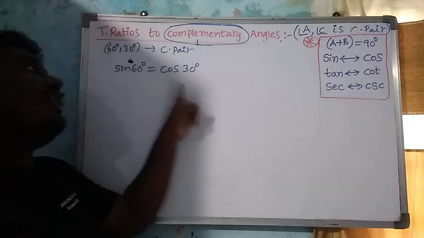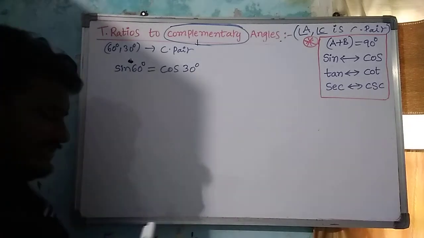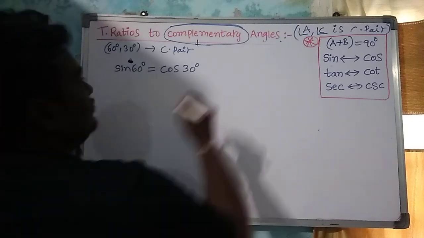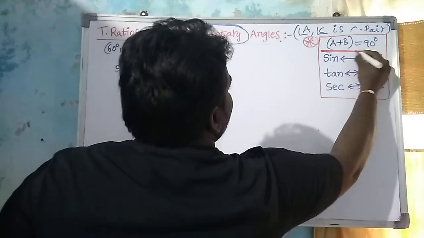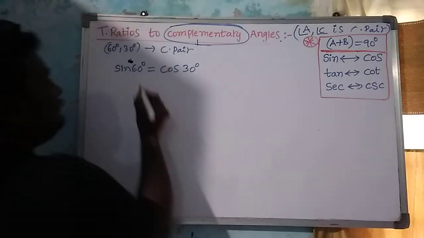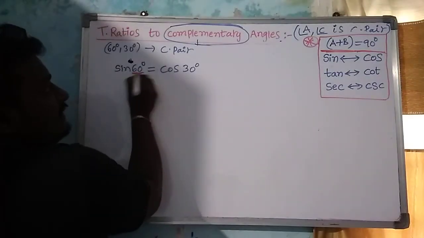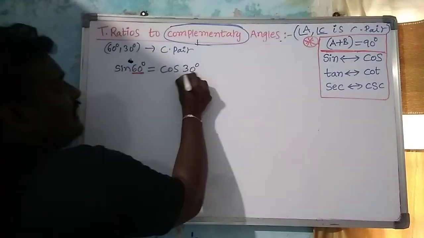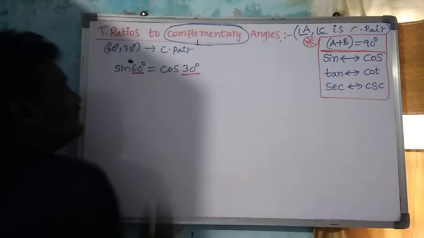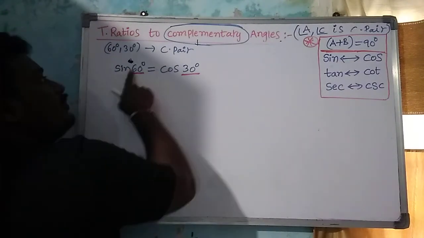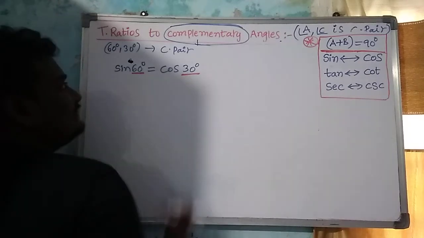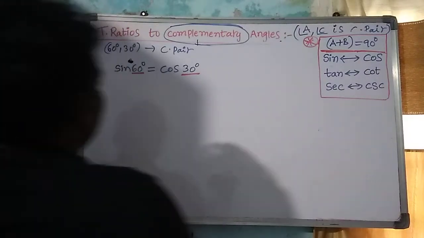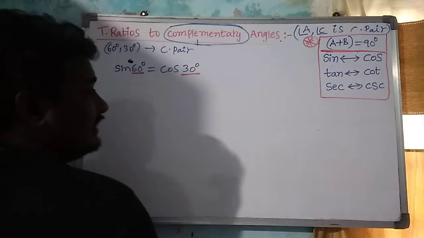For 60 to become 90, how much should be added? 30. That's it. So this is the major concept: A plus B equal to 90, right? So the angle sum should be 90. If you take one part here, another part of 90 will be there. Yeah, 60 to become 90, we have to add 30. That's it. Yeah, sin 60 equal to cos 30. We have seen that table also.